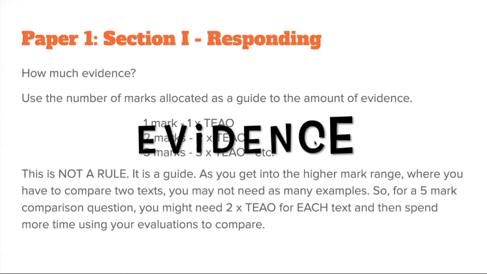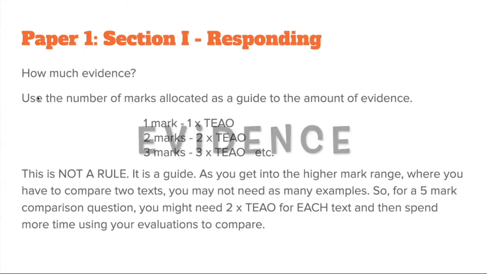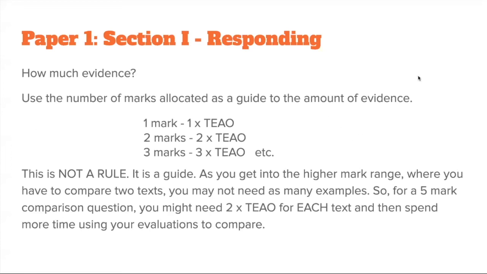So the other question that we normally get asked is how much evidence? So again, you can use the number of marks allocated to indicate how many examples you need. So if you think back to our TEAO tables, basically 1 mark, 1 piece of textual evidence. So that's 1 TEAO. For 2 marks, you want 2. For 3 marks, you want 3. Okay, pretty simple 1-to-1 correlation. However, it's not a rule. It's more a guide to go, this is probably how many techniques I'm likely to need to answer this question.